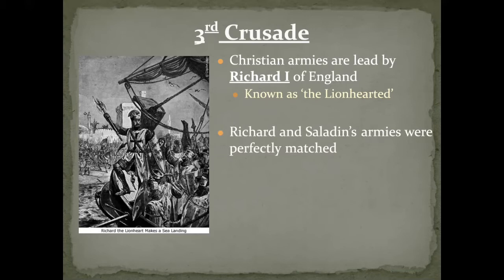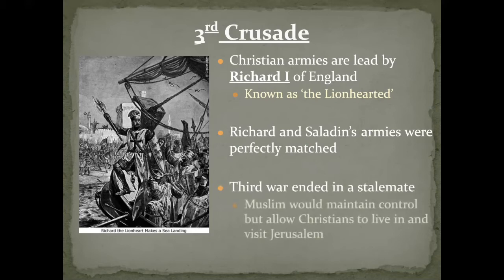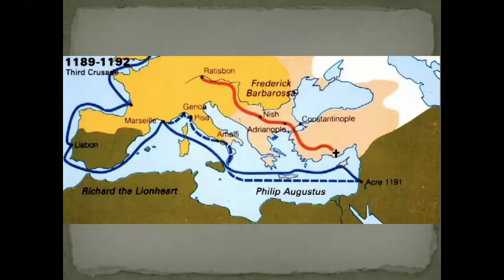And Richard and Saladin's armies were perfectly matched. They were both brilliant leaders. And the Third War ended in a stalemate, meaning neither side won. And Muslims would maintain control but allow Christians to live in and visit Jerusalem. So we see this idea of compromise or getting along for the sake of it. And here we see a picture representing the Third Crusade and Richard the Lion-Hearted's sea venture here in the blue and the land venture there in the red.